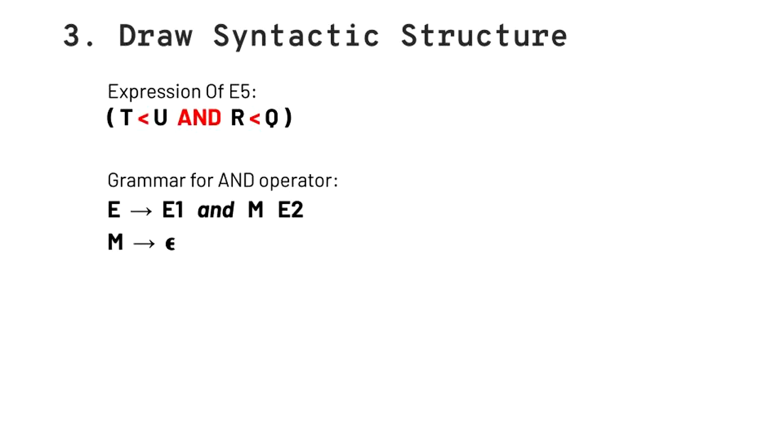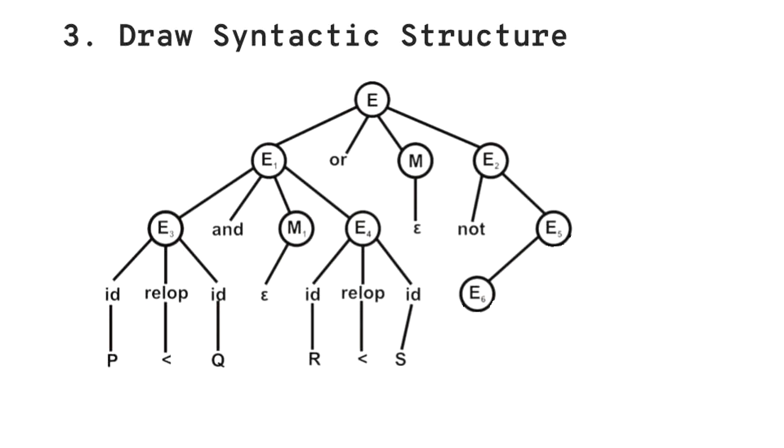The and operator has more precedence as compared to the relational operator. The grammar for the and operator is E derives E1 and M E2, and M derives epsilon. We can rewrite it as E5 derives E6 and M2 E7, and M2 derives epsilon. Here the node E6 is t less than u, and is the language construct and cannot be moved. M2 leads to epsilon and E7 is r less than q.